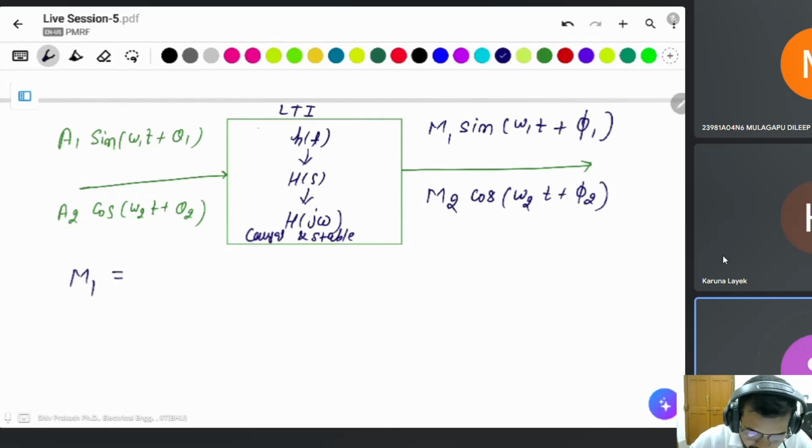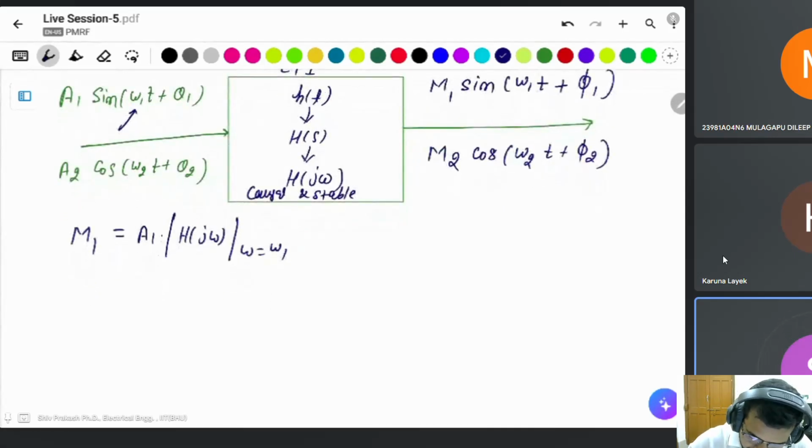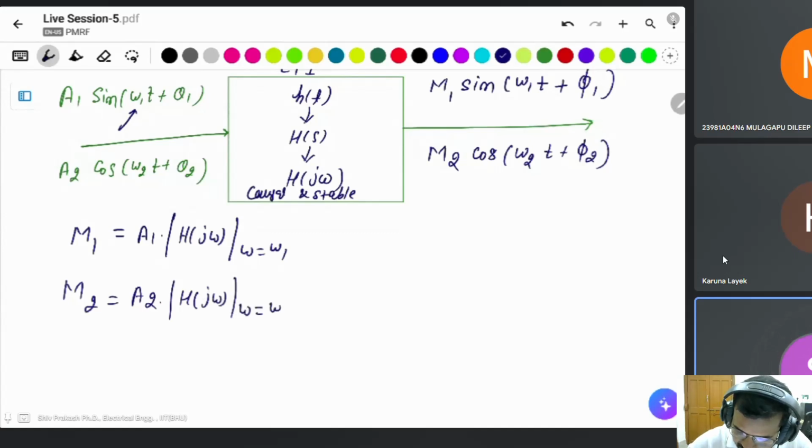In this case, m1 is the magnitude of this input, A1, times the magnitude of the whole system at this frequency, omega equal to omega 1. Same thing for m2: the magnitude of this input times the magnitude of the whole system at the frequency given in the input.